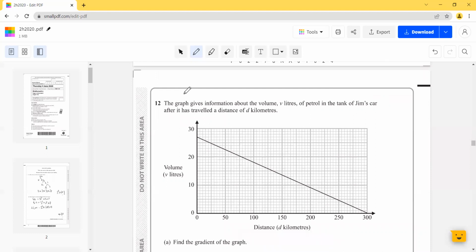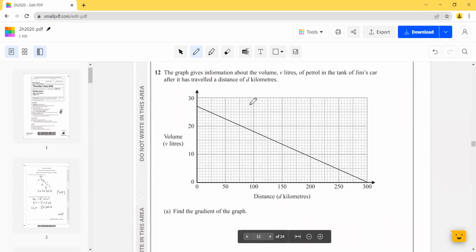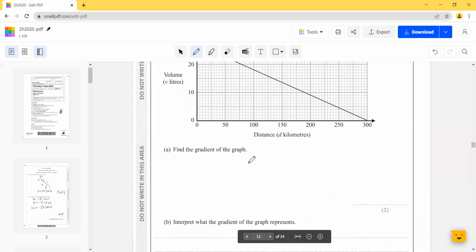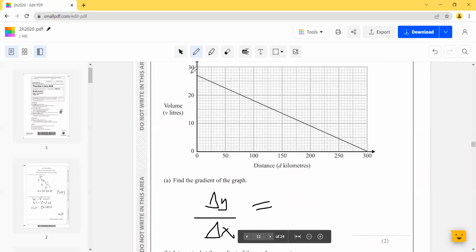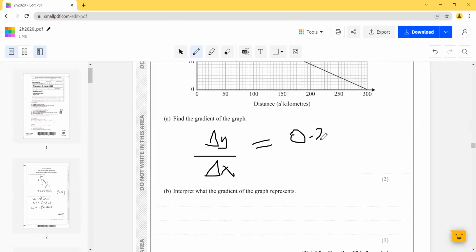Okay. Question 12. The graph gives information about the volume V liters of petrol in the tank of Jim's car after it has traveled a distance of d kilometers. Part A, to find the gradient of the graph. Okay, well, gradient is change in y over change in x. And that's pretty simple to work out. Well, we can see at this point it's 27 on this graph. And that goes to 0. So 0 minus 27 over 300 is minus 0.09.